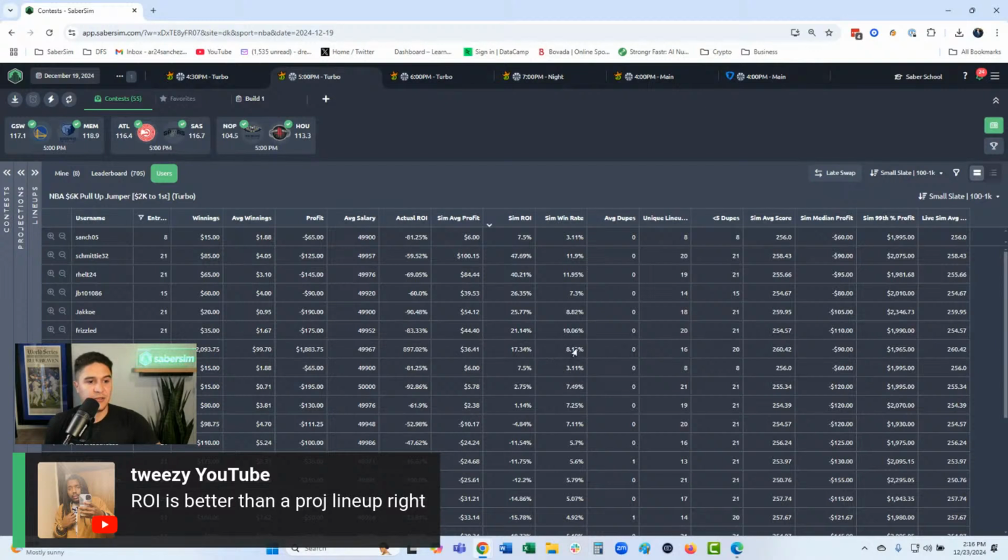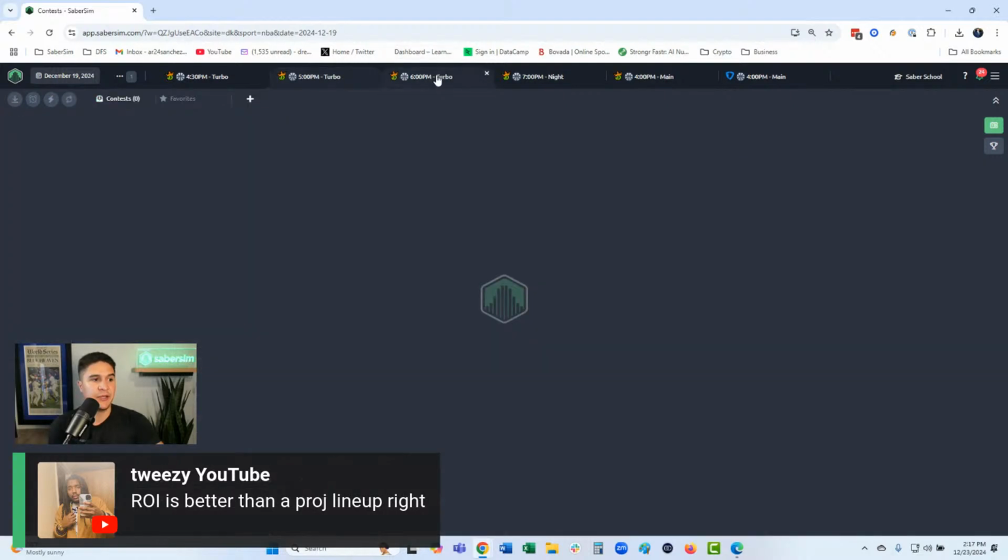What do we see though? So 0 average dupes, 8 out of 8 unique. My sim average score is pretty good. 256. I see 258, 255, 254, 259, 254, 260. So there's a few people below me. There's some above. I seem to be right in the middle. I'm kind of surprised I'm single digit as opposed to a little bit higher, but I'm not that worried about it. So it seems good.